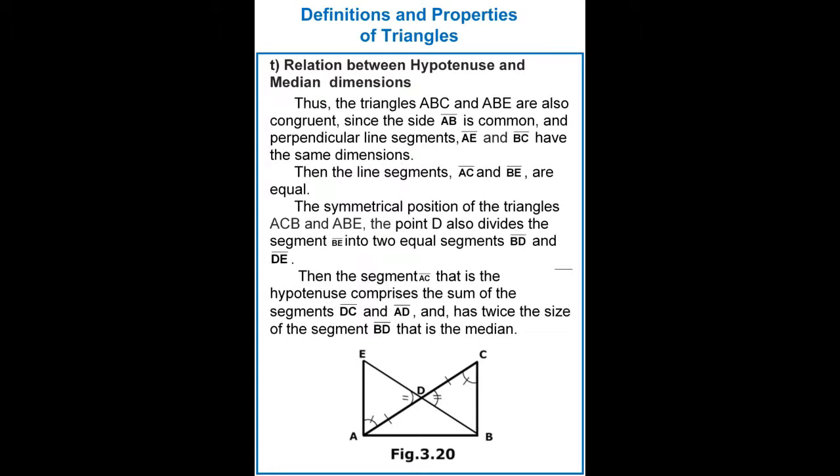Next, the line segment AC, that is the hypotenuse of the triangle ABC, is composed of the sum of the segments AD and DC having equal dimensions. On the other hand, the segment BD has the same dimension as segment AD. Hence, the median that originates at the vertex B is half the size of the hypotenuse.